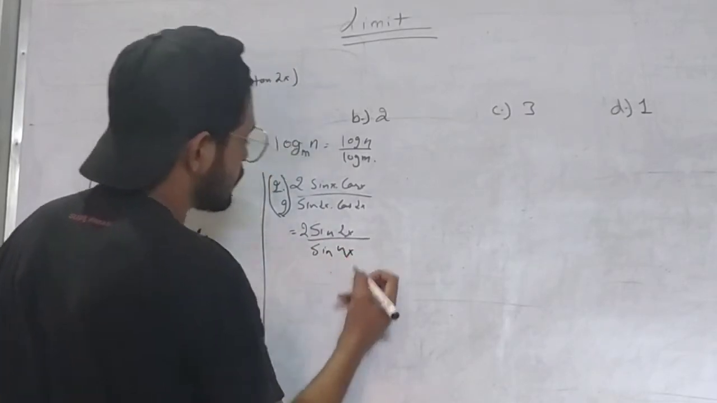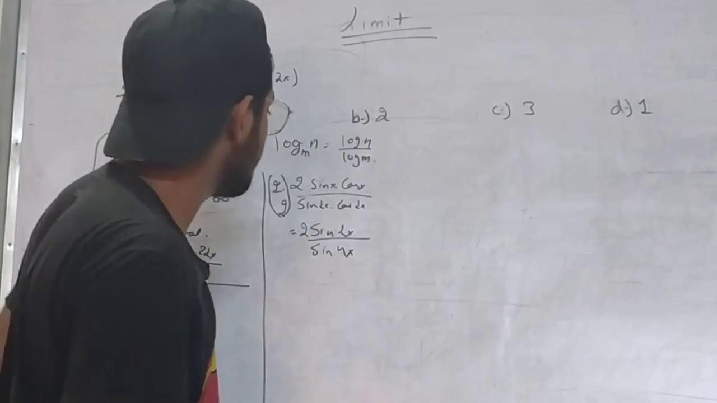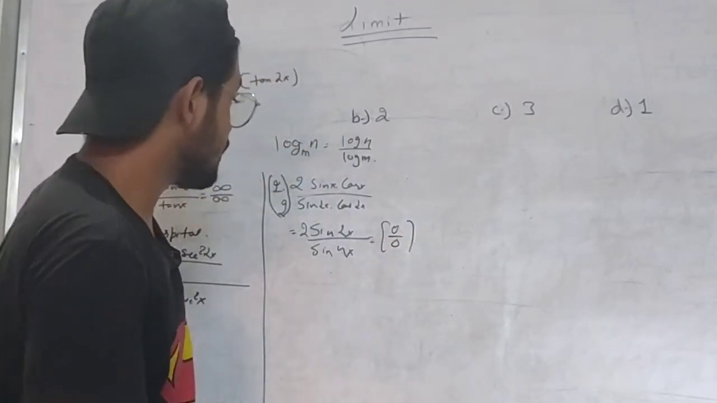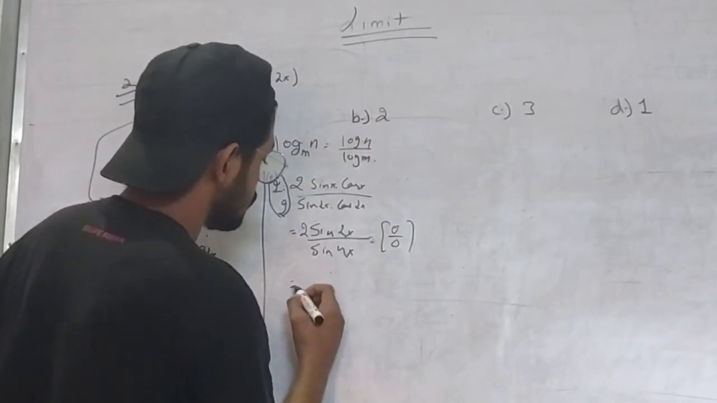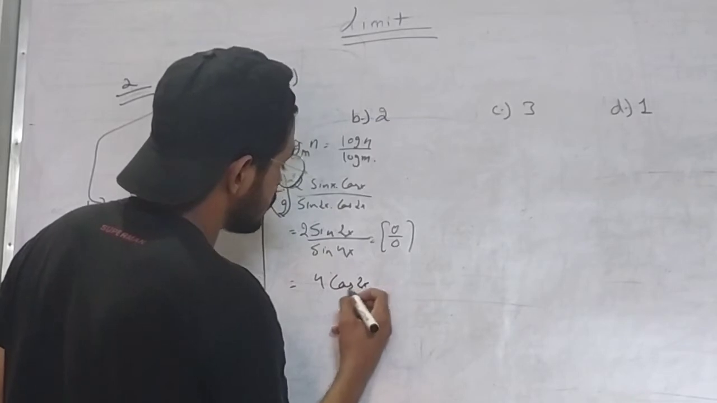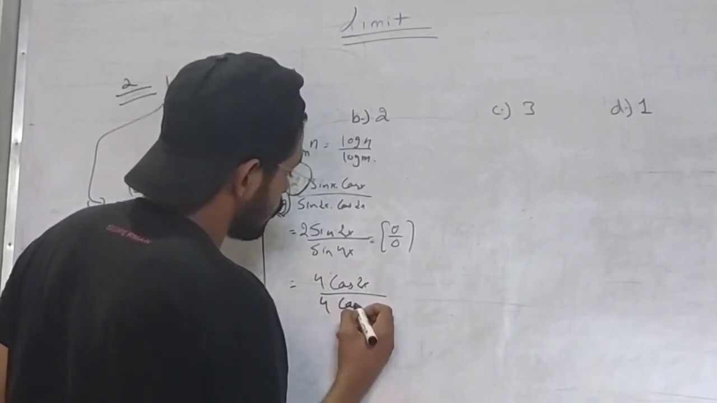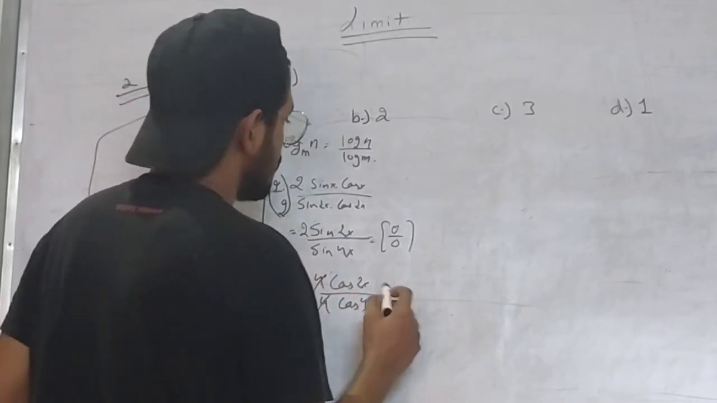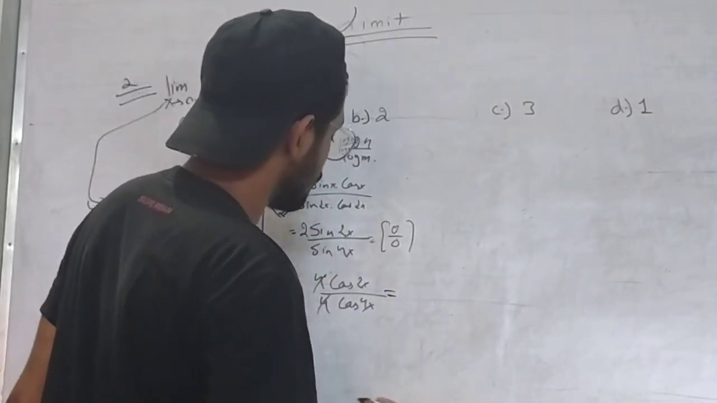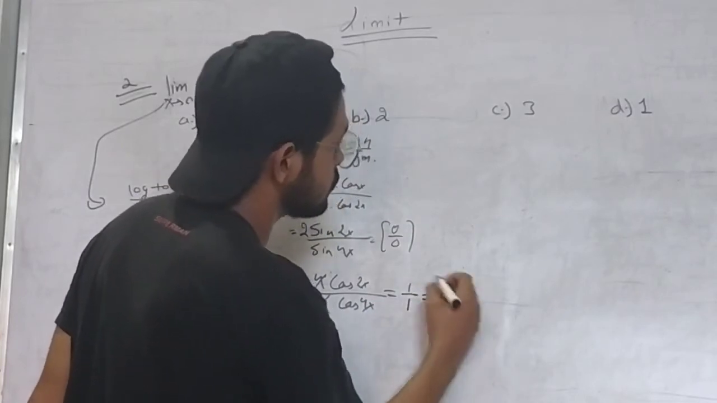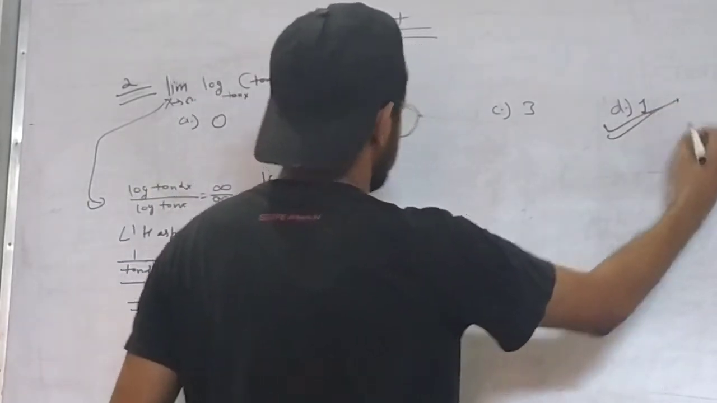sin 4x, and if we apply the limit here, it gives you a 0 by 0 form. For that we have to differentiate it further. So this will give you 4 cos 2x upon 4 cos 4x. If we apply limit 0 here, this will give you a 1 by 1 form, so this will give you 1. So D is the right answer.